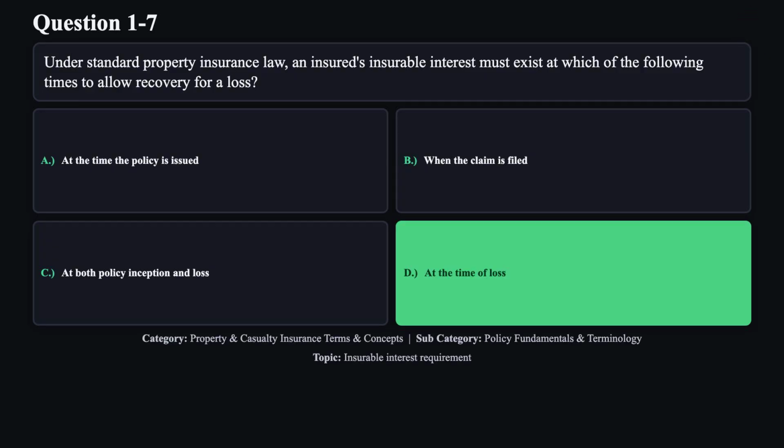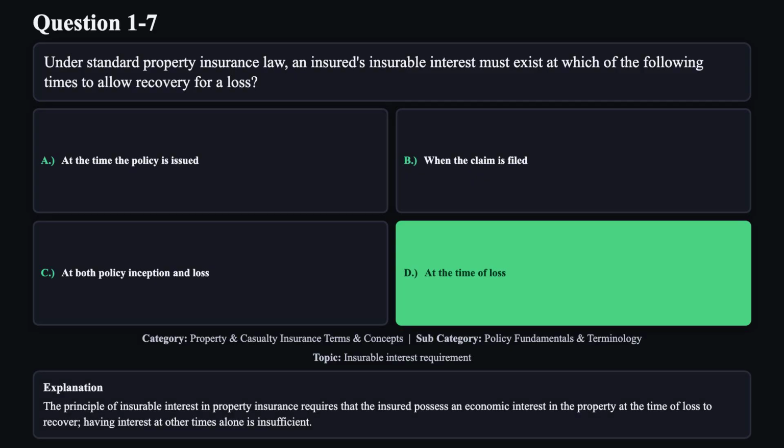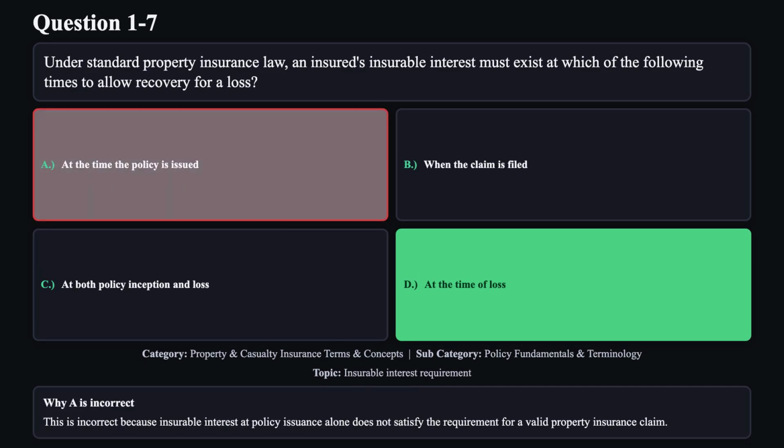The correct answer is D. The principle of insurable interest in property insurance requires that the insured possess an economic interest in the property at the time of loss to recover. Having interest at other times alone is insufficient. Reason A is not correct.